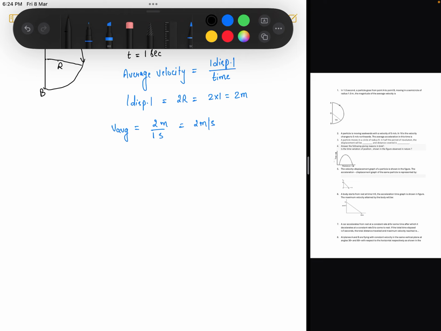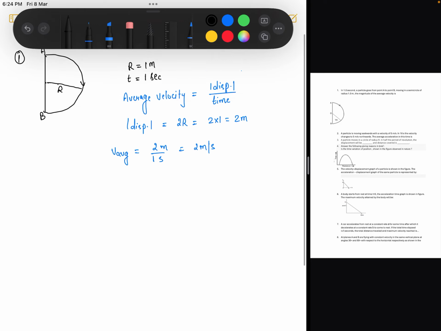Now our next question is, a particle is moving eastwards with a velocity of 5 meter per second, and after 10 seconds the velocity changes to 5 meter per second in the northwards direction. So here we have to calculate the average acceleration, and also the direction of this average acceleration. So okay, for our second question, we will draw the directions first.